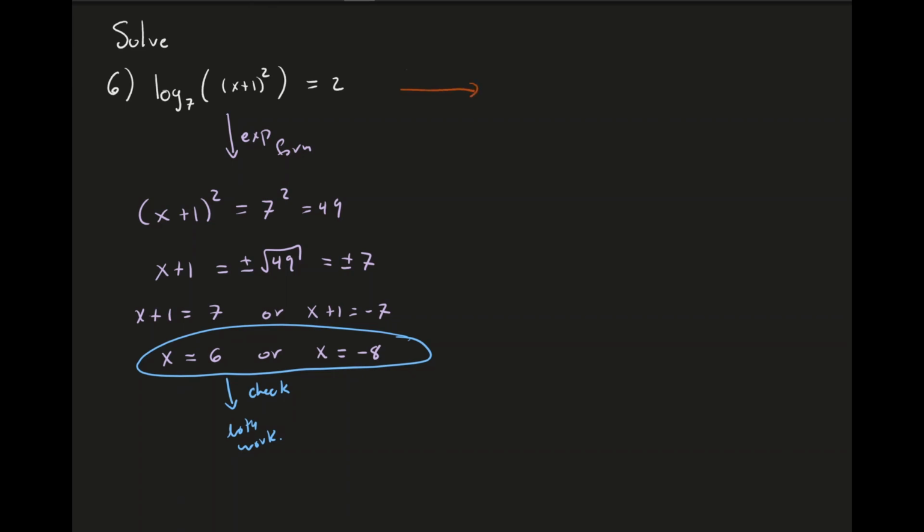If you notice, using a property of logarithm, we can pull that 2 down. So this goes to 2 log base 7 of x plus 1 is equal to 2. Dividing both sides by 2, we get log base 7 of x plus 1 is equal to 1. Then converting that into exponential form, we get x plus 1 is equal to 7 to the 1. So then x is equal to just 6. We only get one solution. So what happened?